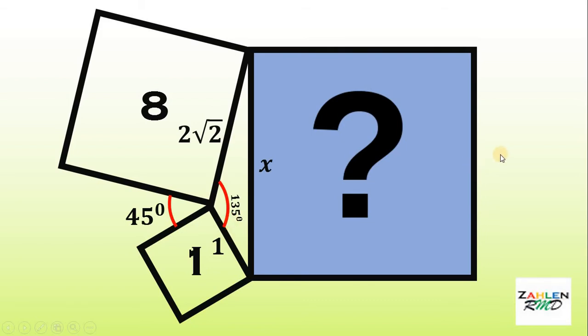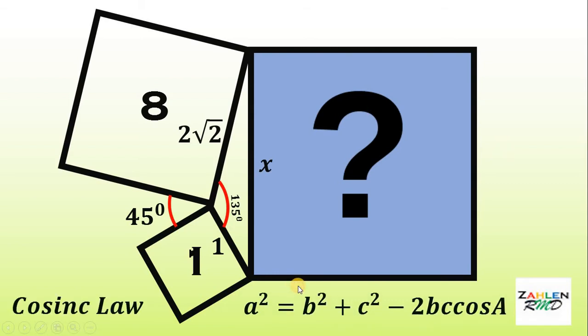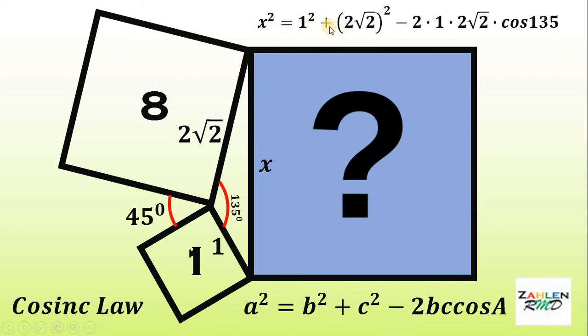Now at this point, we are ready to use the cosine law. Again, cosine law states that the square of the side of a plane triangle equals the sum of the squares of the remaining sides minus twice the product of those sides and the cosine of the angle between them. So in short, we have a squared equals b squared plus c squared minus 2bc multiplied by the cosine of A. Now applying this cosine law to this triangle, we have x squared equals 1 squared plus (2 square root of 2) squared minus 2 times 1 times 2 square root of 2 multiplied by the cosine of 135 degrees.